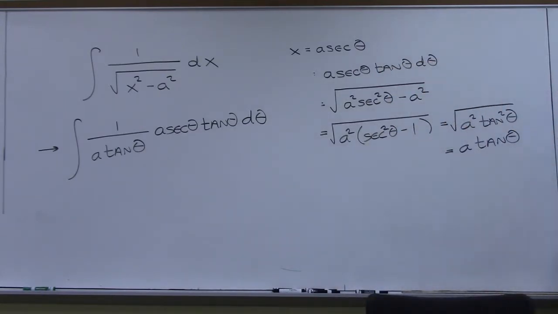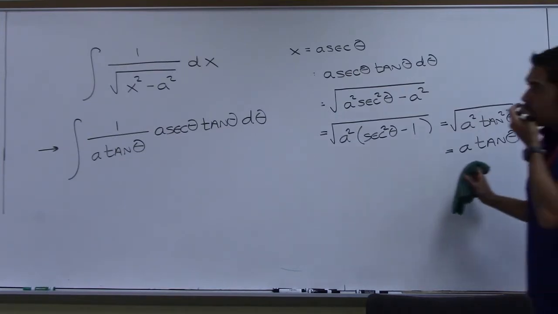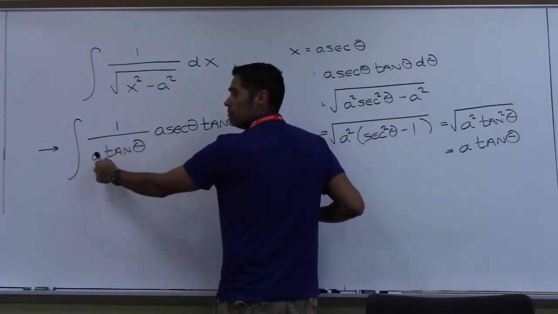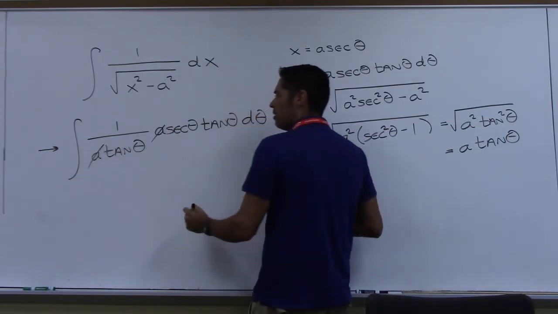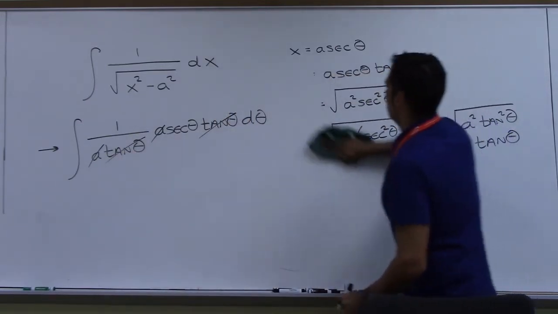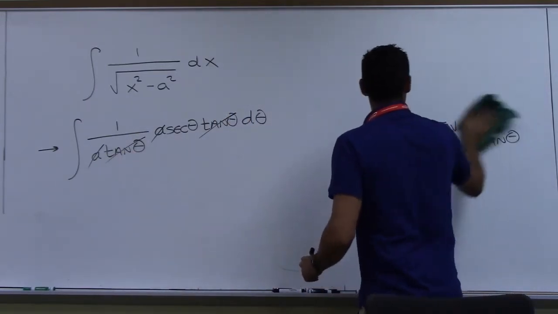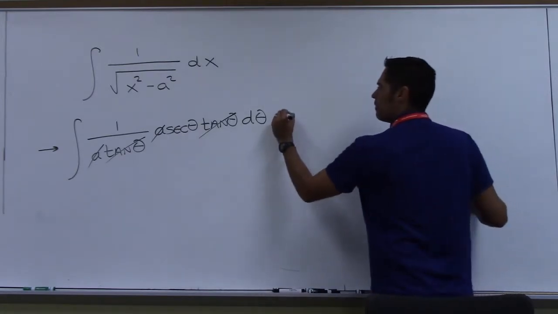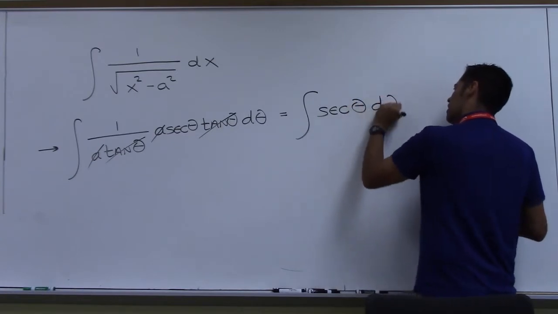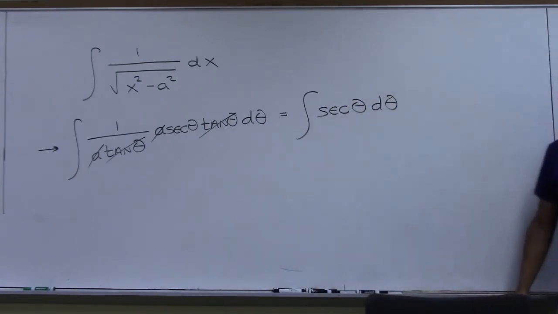I'll let you go one more step, Chris. What can we do with that? It looks like you can pull a's out. Okay, a over a, they can cancel. Anything else? Cancel out tangent. Good. Which just leaves us with a secant theta d theta, right? So the integral of secant theta d theta is all that's left. And now we're back here.